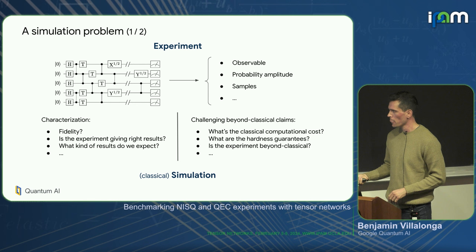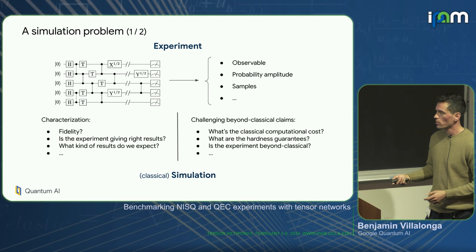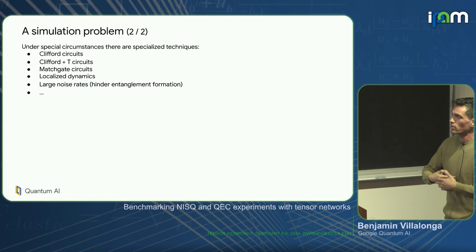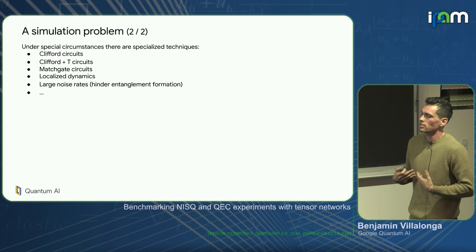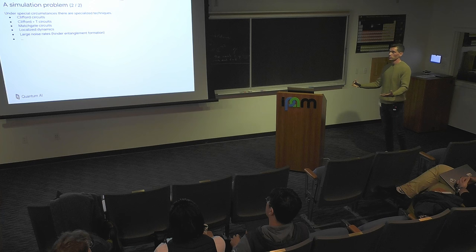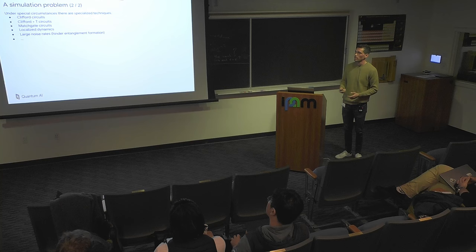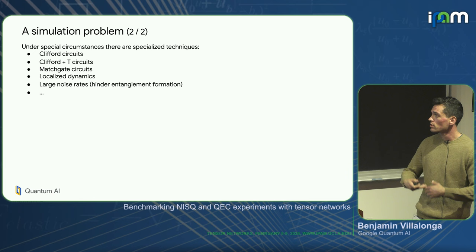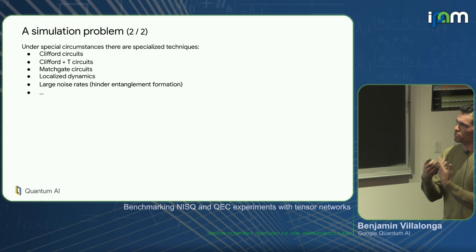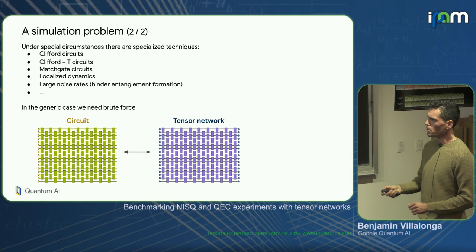So it seems like simulation is pretty important for the development of experiments and benchmarking experiments. And so we will dive into how we perform simulations, not in the most generic case, but in some regime of experiments. There are several simulation techniques that apply for special cases. Say Clifford circuits, they are efficient; when you apply Clifford plus T, they try to tame some more brute force approach; matchgate circuits. In physics, when you have localization, you might find easier dynamics to simulate. Or when you have too much noise in your system, that might hinder the entanglement formation and so on. I'm not getting into detail in all of this, I just want the audience to know that there are several special cases where other techniques apply. Now, in the generic worst case, you cannot do much better than the mapping I mentioned earlier.